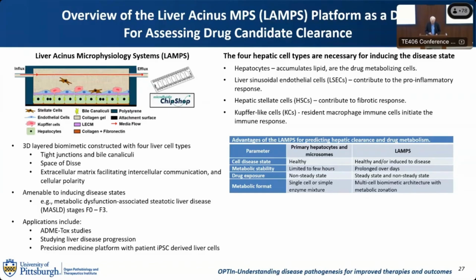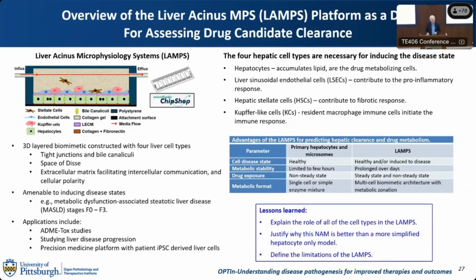So when writing up our qualification plan, some of the lessons learned regarding our model was to explain the role of all of the cell types in the LAMPs. What are they doing? Why are they there? And to justify why this model is better than the more simplified models, as well as to define what the limitation of the LAMPs is. In this case, we're limited to, say, F0 through F3 of the MASLD disease stages.